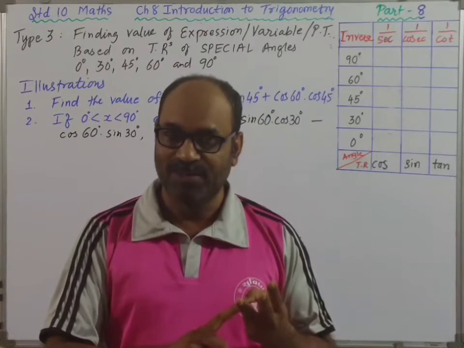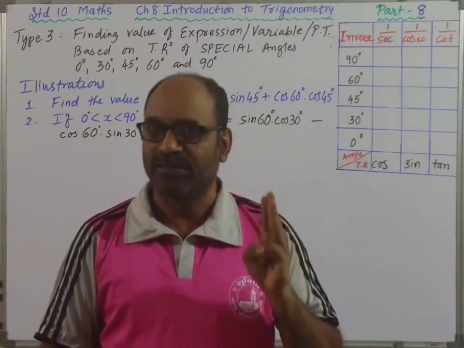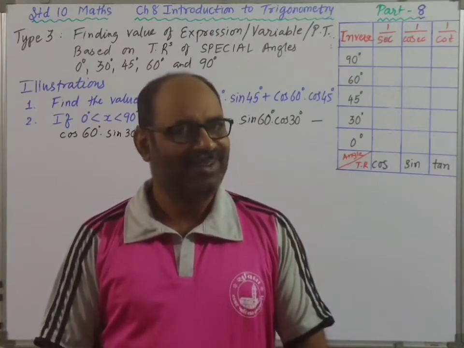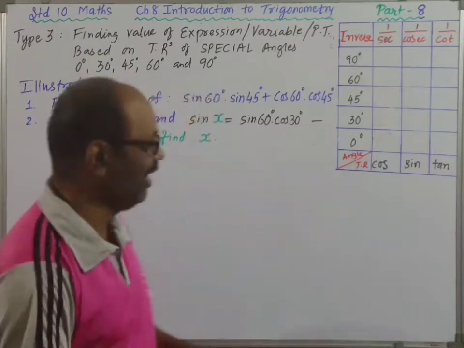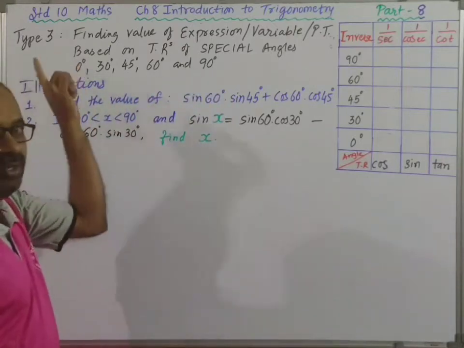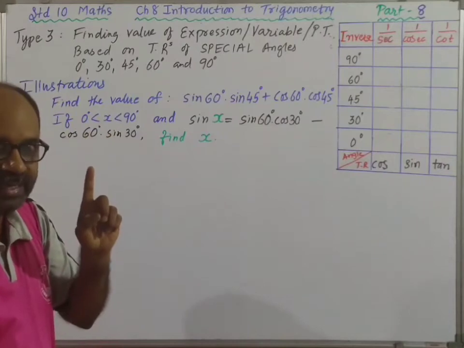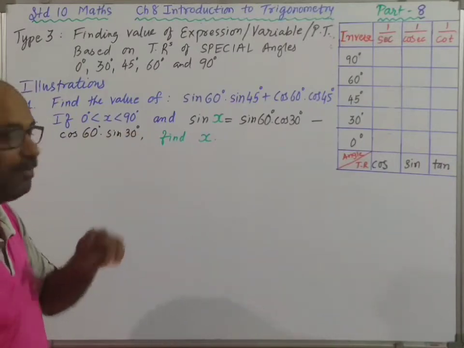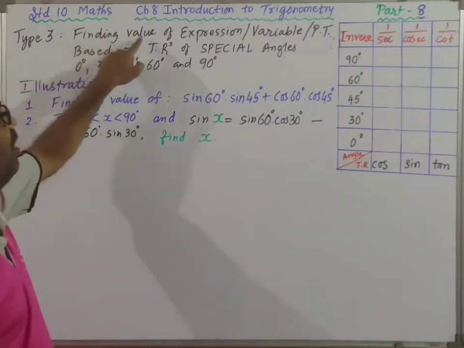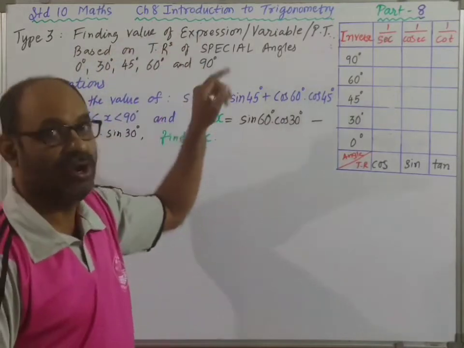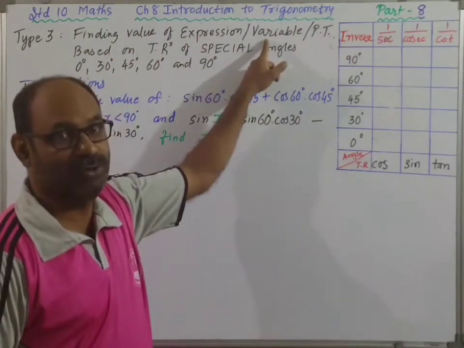you prove that type of sums. This is all that you have seen in different conditions. Still, we are going to continue the same. See, now we move to type 3. Type 1 and type 2 we have seen, and we have also seen subtypes. Type 3, finding the value of expression or variable. This is introduced new now.